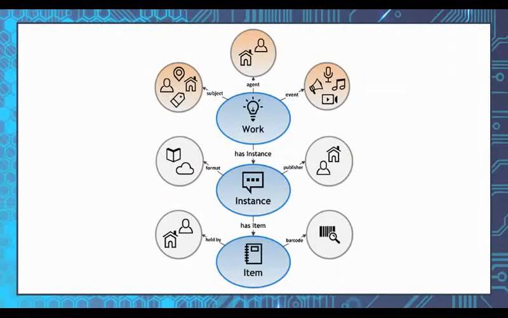BibFrame 2.0 takes bibliographic data and organizes the information into three core levels of abstraction: work, such as the original transcription of Pride and Prejudice; instance, such as the printed edition of the same book by Arcturus Holdings in 2017; and item, such as the book you hold in your hand.